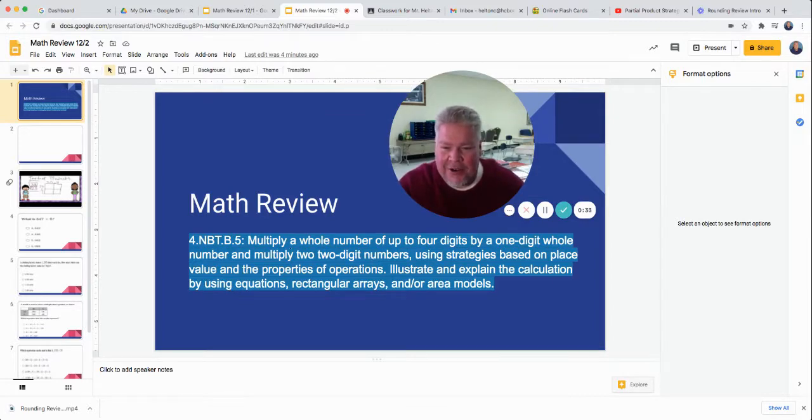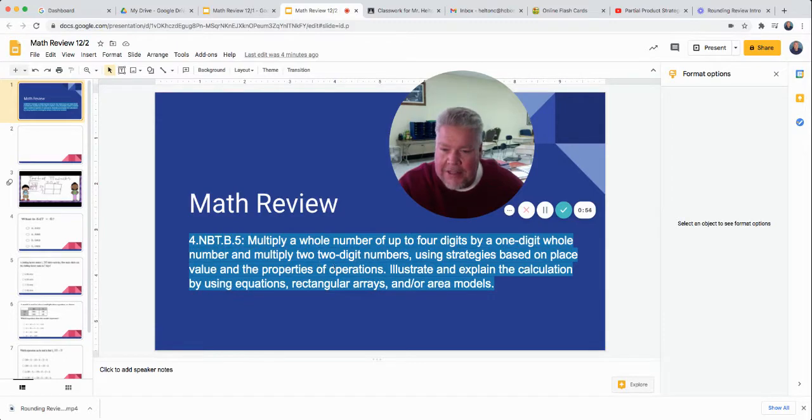So let's start the standard here again. Multiply a whole number of up to 4 digits by a 1-digit number and multiply two two-digit numbers using strategies based on place value and the properties of operation. So we've not done 2 by 2 multiplication yet, but we have done everything else.